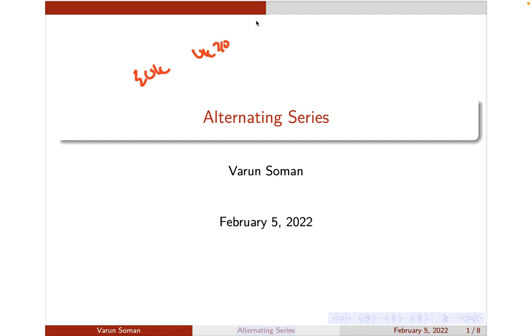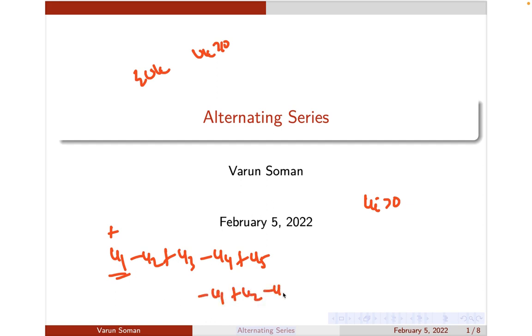So it will have a general form like this: u1 minus u2 plus u3 minus u4 plus u5, etc., where the u_i's are greater than or equal to 0. So the first term here is positive, the second term, minus u2, is negative, the third term u3 is positive, and the fourth term, minus u4, is negative. So basically it is alternating between plus and minus, or it will be like minus u1 plus u2 minus u3 plus u4 minus u5, etc.